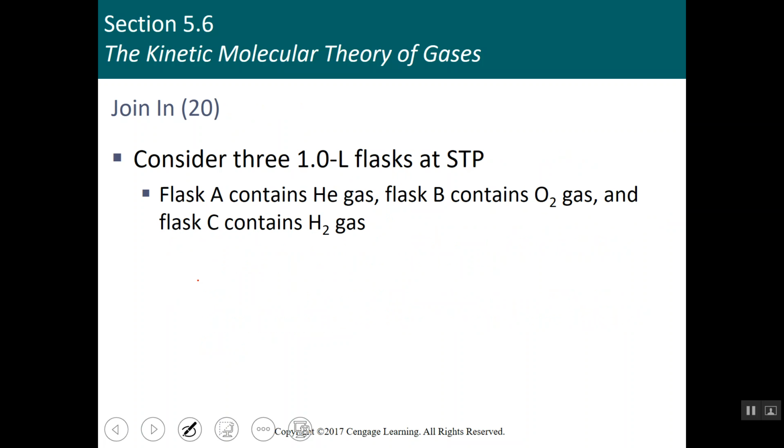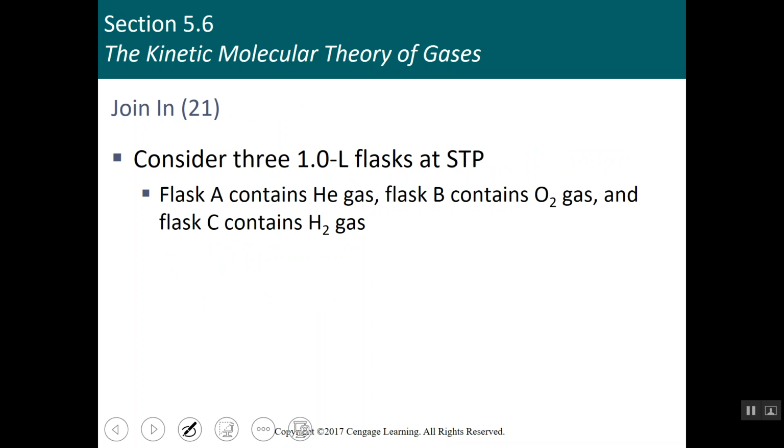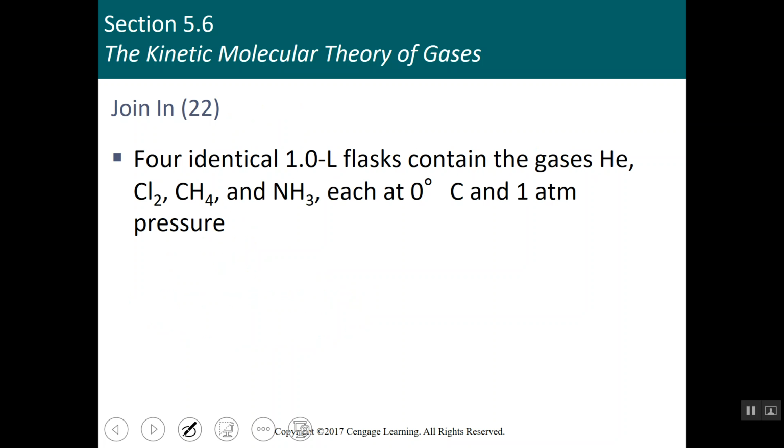But let's look at this. Consider three 1-liter flasks at STP. So it's at the same temperature and pressure. All these flasks, same volume, same temperature, same pressure. Flask A contains helium gas, B contains oxygen gas, and C contains hydrogen gas. Which flask has the lowest average kinetic energy? Now recall, the average kinetic energy is based on temperature, and so that would indicate that all of these would have the same average kinetic energy.